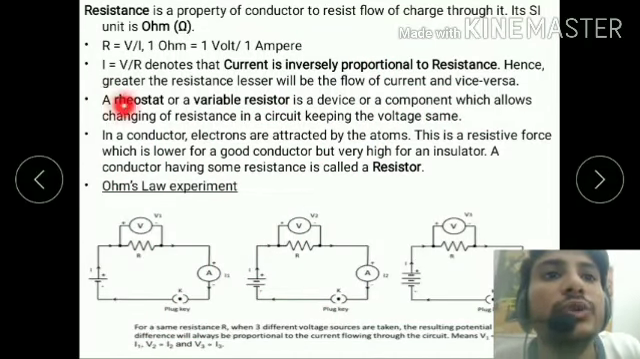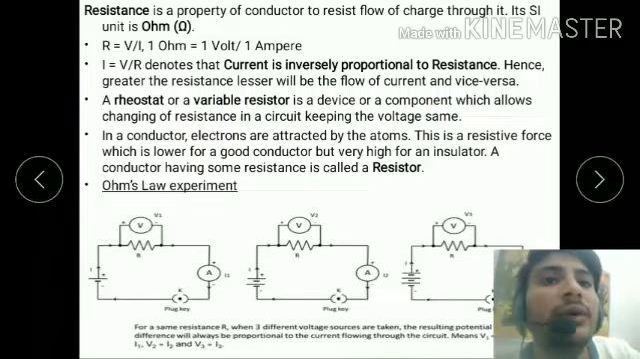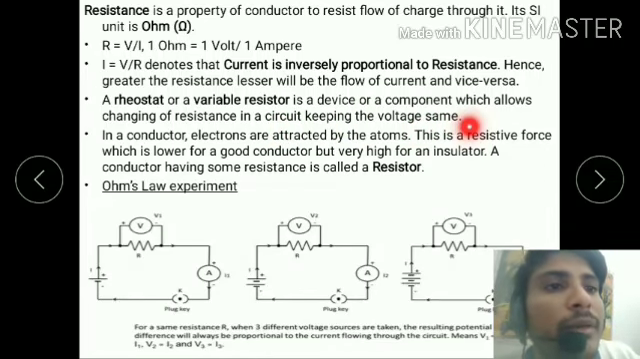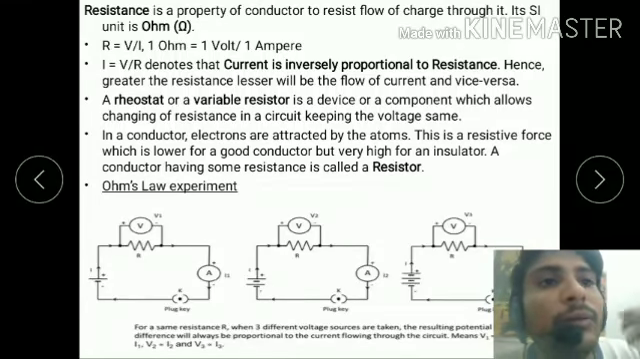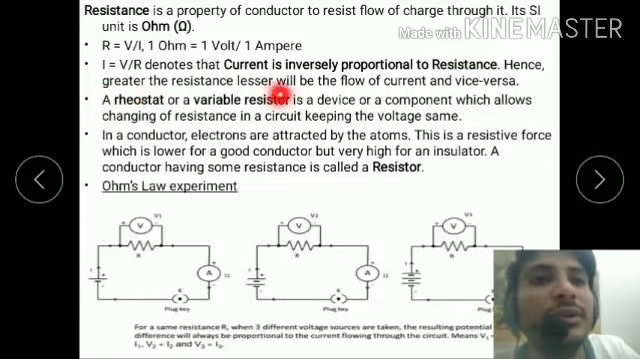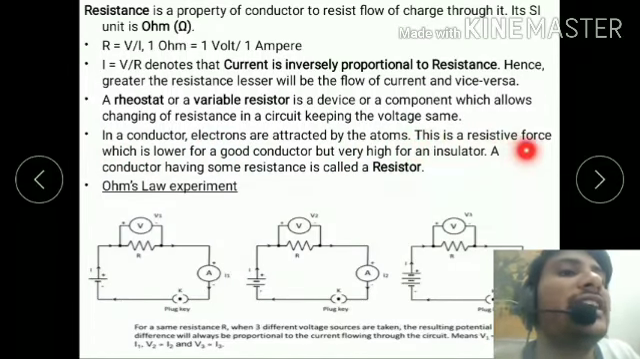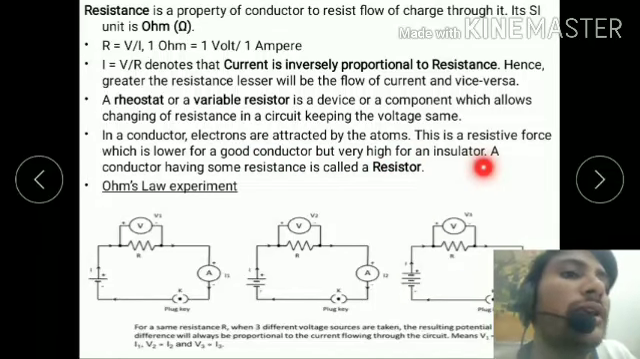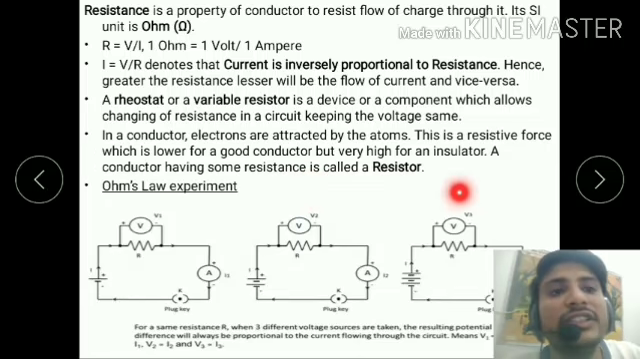Now, the rheostat or variable resistance is a device or component which allows changing the resistance in a circuit while keeping the voltage the same. That is called a rheostat, or variable resistance. In a conductor, electrons are attracted by the atoms. This is the resistive force, which is lower for a good conductor but very high for an insulator. A conductor having a certain resistance is called a resistor.